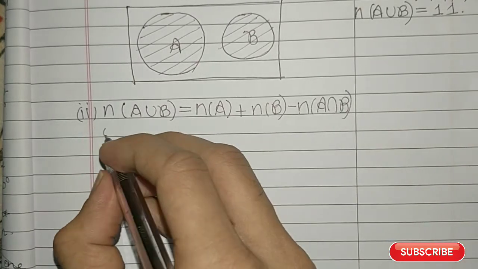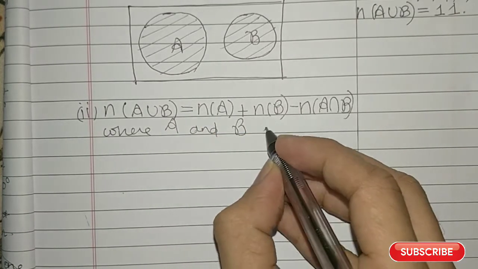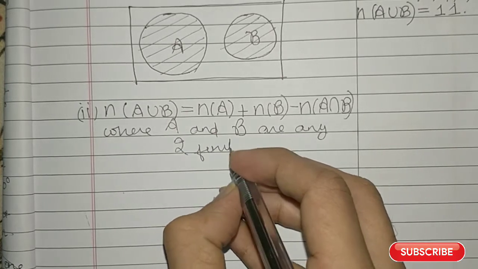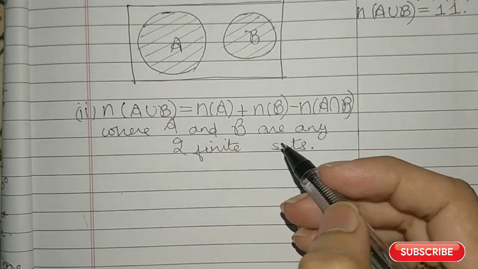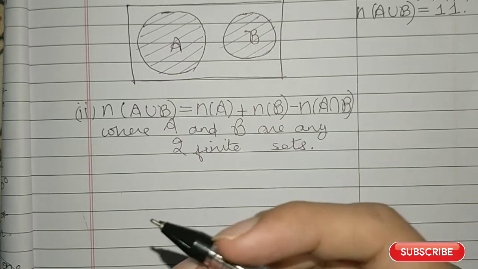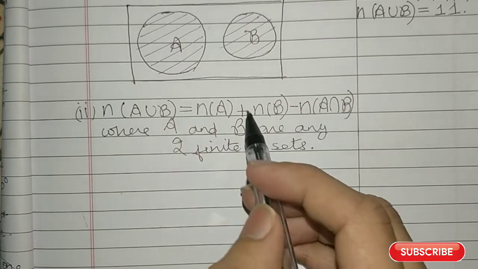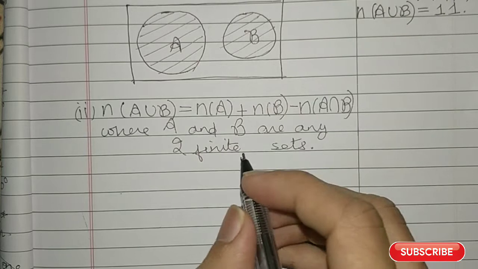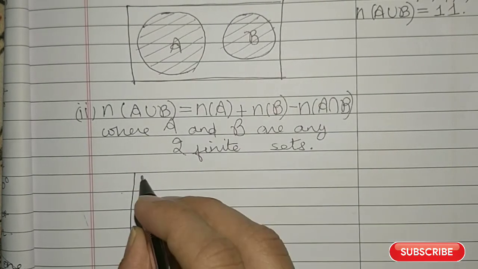Where A and B are any two finite sets. There is no condition now that A intersection B is empty, there is no condition on A and B, A and B are any two sets. Now we have to derive this formula. So let us again look at the Venn diagram.